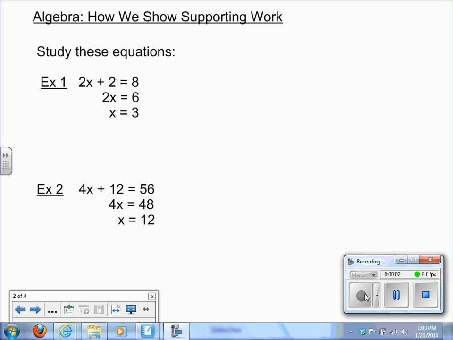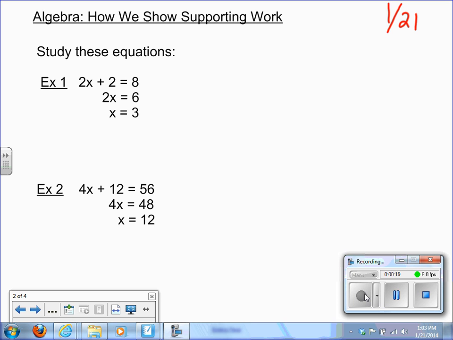Today's topic is in algebra, how are we showing supporting work? Okay, so we're graduating from our Singapore work, and then we're going to go to showing supporting work as an algebra teacher. All right, today's date is January 21st.